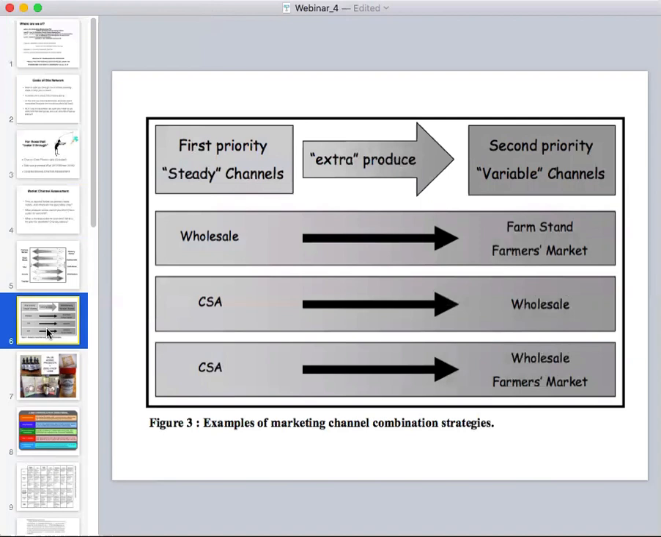So just as an example, one of the things to think about is, what is my first priority? What are those steady channels? And then what might be my variable ones, the ones I try to do next. So this is where we talk about a strategy where we combine different things as we go.